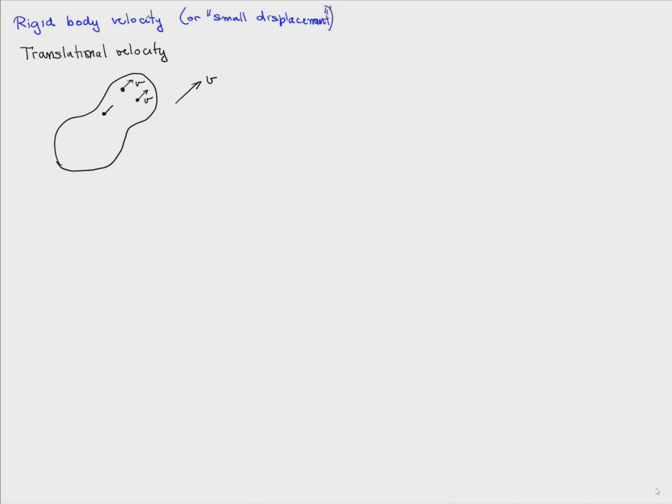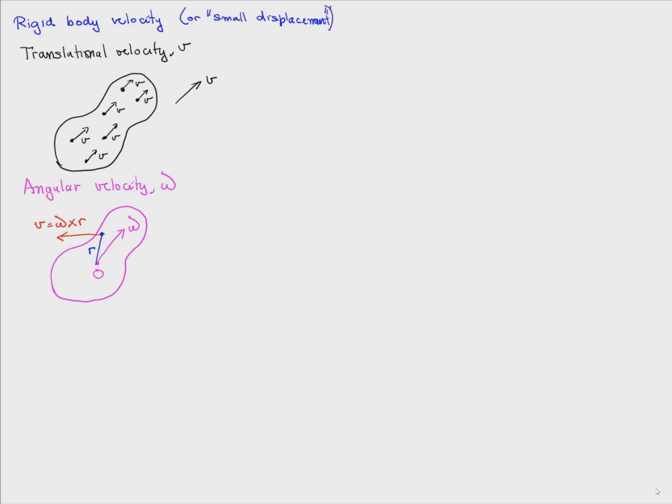If a rigid body has a translational velocity v, then every point on the rigid body has a translation velocity v. If it has an angular velocity omega about a point O, then a point r on the rigid body has a velocity equal to omega cross r, or another point whose position is r1 has a velocity omega cross r1.